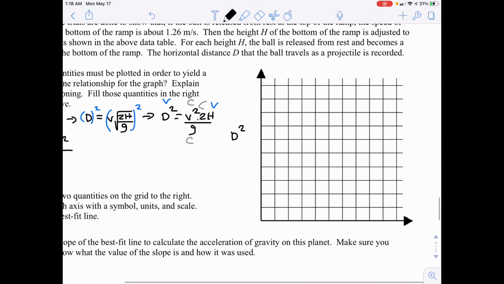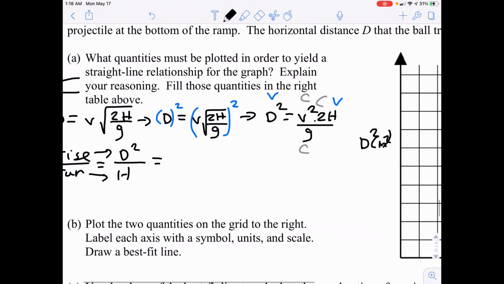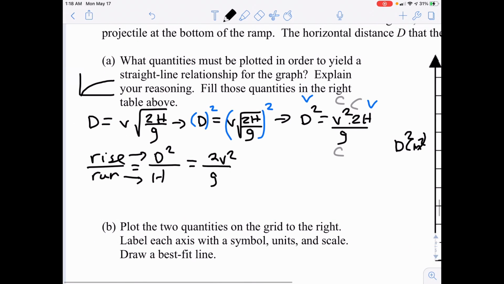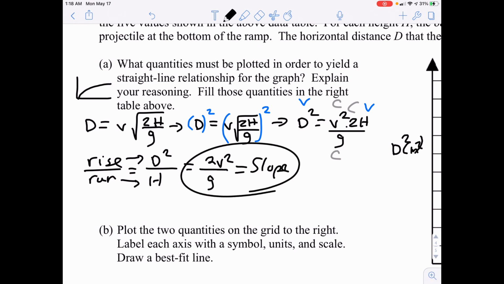D squared in meters squared versus h in meters. And what would that be equal to? Well, what's left over here? 2v squared over g. And what is rise over run, ladies and gentlemen? It is your slope. So slope is ultimately going to be equal to 2 times this velocity squared over g.